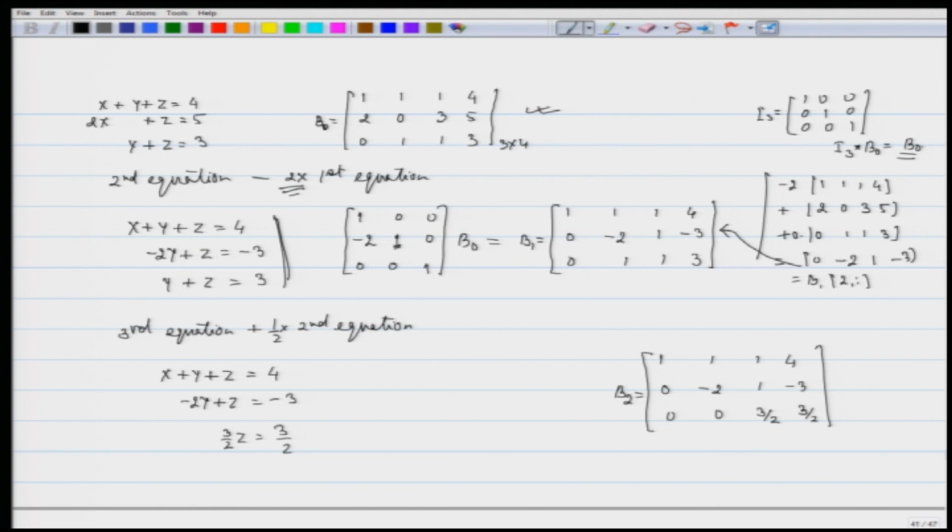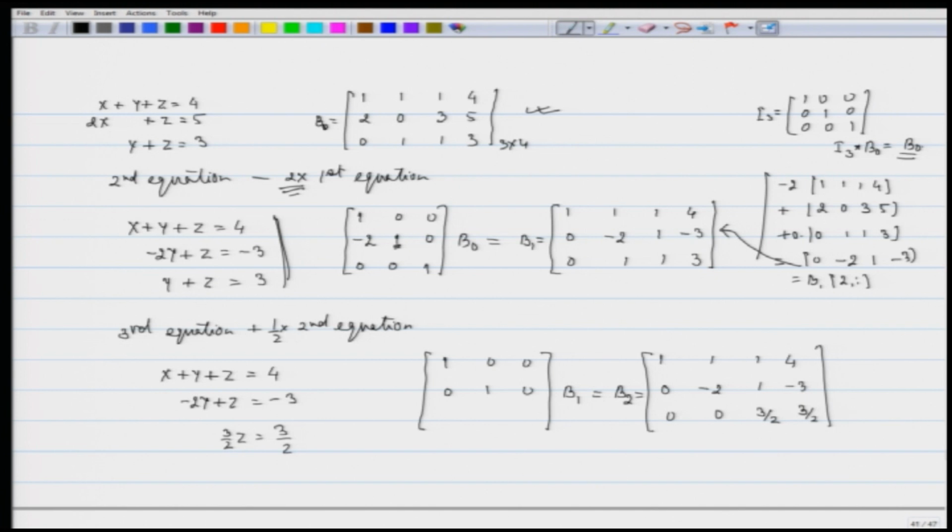Now let us go from the second part to the third part. Again I want to multiply something to B1. If I look at B1 and B2, the first row of the two is the same. So I just keep it as it is. 1 0 0 times B1 will be the first row of B2. The second row of B2 is also the same as the second row of B1. So I don't do anything here, it remains as it is.